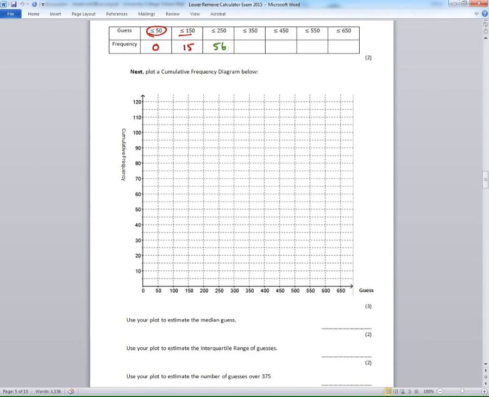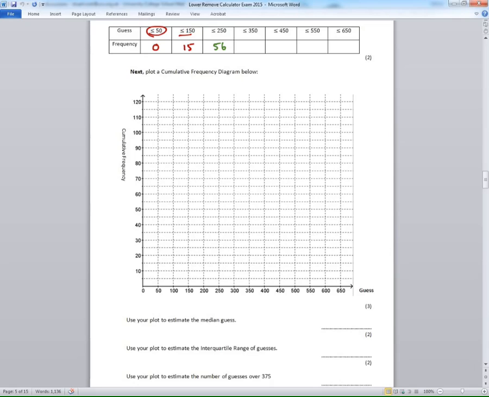Okay, next question is cumulative frequency. So in this table, you had to be careful. It says how many people guessed less than 50. Well, no one guessed less than 50, so you put 0 in that column. The next, how many people guessed less than 150? Looking at the previous table, it was 15. How many people guessed less than 250?